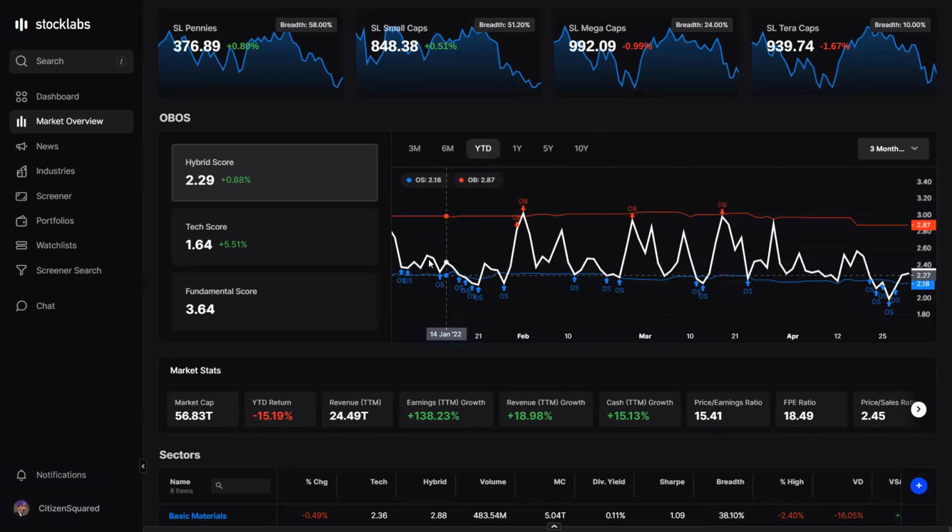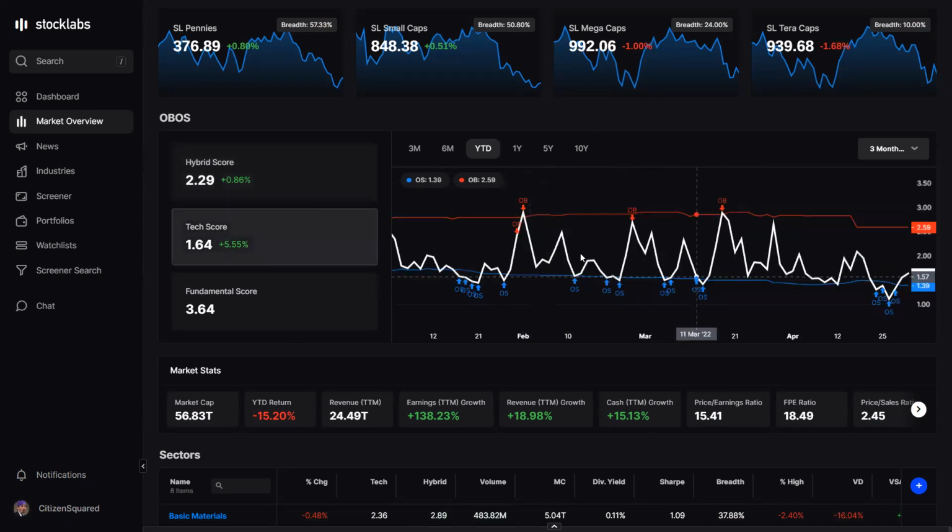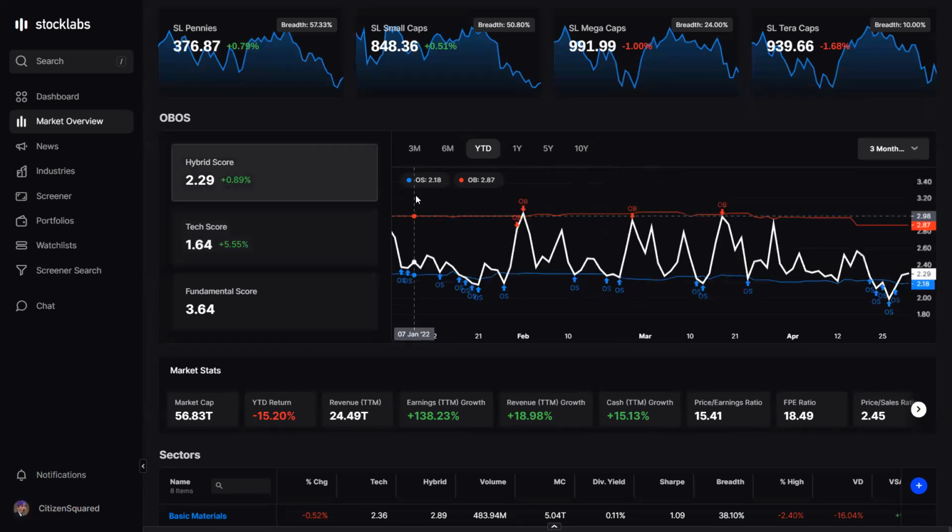What this will show you is the oscillator, this white line. I'm on hybrid right now. If I click on tech, it looks similar, but it will be different, especially when it comes to these actual thresholds. But just to stay on hybrid for now, this will show you the oscillator each day, and the thresholds for overbought or oversold are recalculated every day as well. So over time, these thresholds will drift a little bit depending on the overall market action.